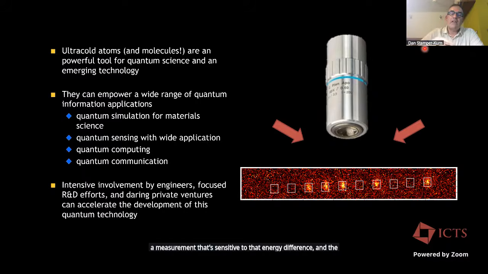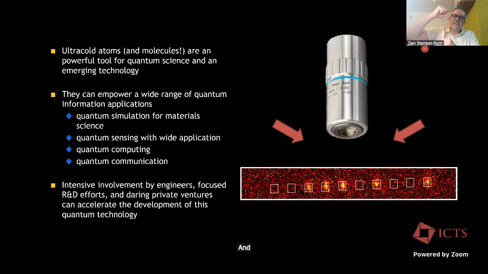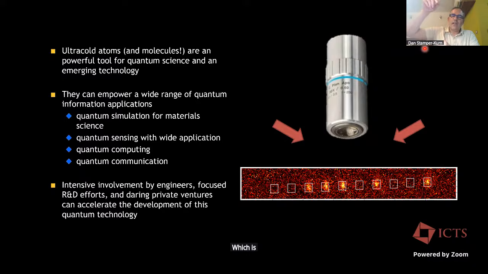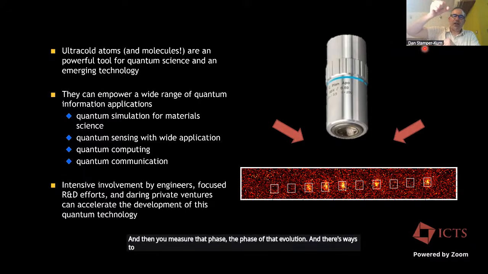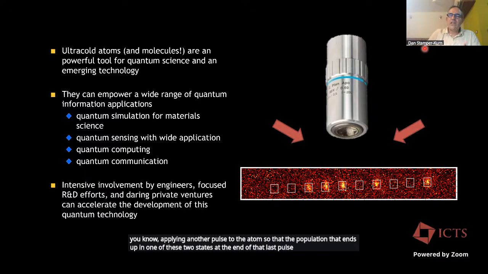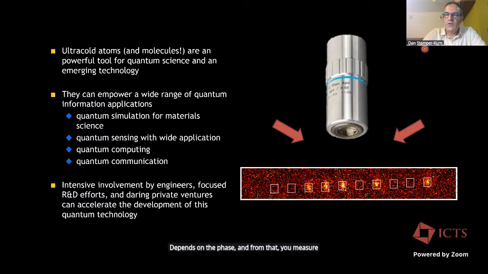And the common way of doing that is to take the atom and place it in a superposition of these two energy levels. And because of the energy separation between the two levels, there's a phase between the two parts of this atomic wave function. And that phase advances in time, like omega, which is the energy divided by h bar, omega times the time. There's an advancing phase. And then you measure the phase of that evolution. And there's ways to do that by applying another pulse to the atom so that the population that ends up in one of these two states at the end of that last pulse depends on the phase, and from that you measure the frequency that you're interested in.